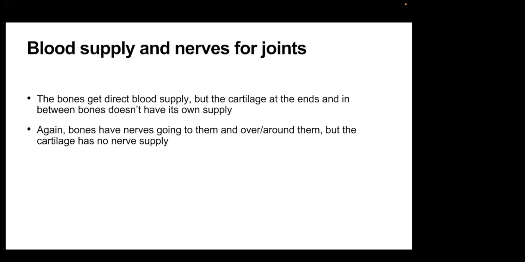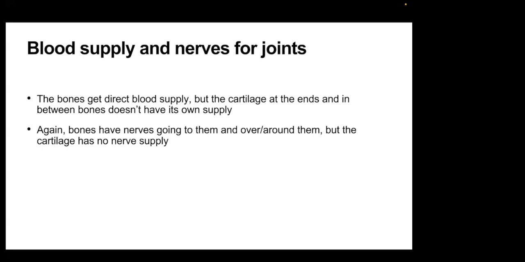Bones and muscles get a great blood supply. They get direct blood supply. All the extra areas, the cartilage on the end of the bones, don't. They don't get a good blood supply at all. They just get the leftover blood from what's around. The nerves essentially go to the bones, they go to the muscles, and they bypass a lot of the cartilage.